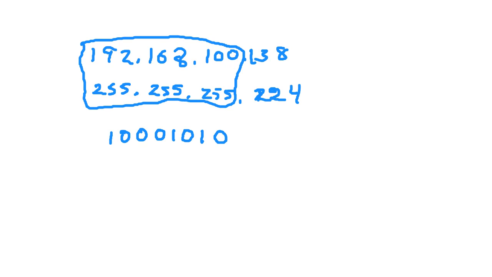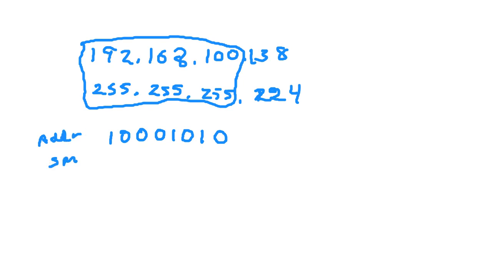Okay, so that should be 138 there. 1, 2, 4, 8, and 16, 32, 64, 128. 128 and 8 and 2 would be 138. Okay, I then take the subnet mask. So this was the actual address, so I'm going to put ADDR. Now this is the subnet mask.